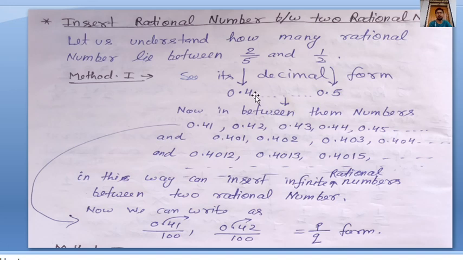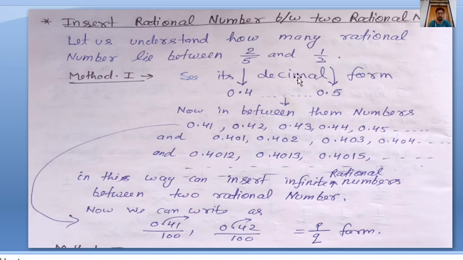0.4013. This number is greater than 0.4. See here, how much greater? 0.0013. And it is less than 0.5, so this number must lie in this region. Similarly, we can insert many more numbers between these two numbers. Many numbers means we can't count them, because decimal numbers can be written without limit. So we understand that we can insert infinitely many rational numbers between any two given rational numbers.